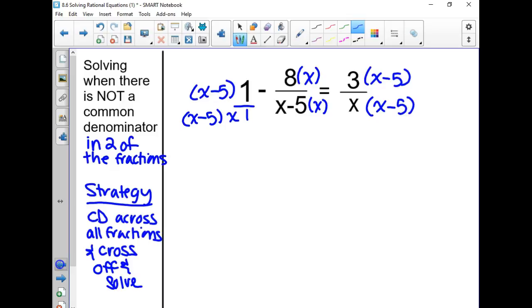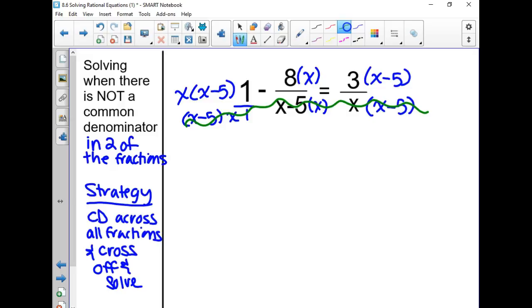Okay, if it's 1 over 1, why is there no x on the top? Because I forgot to put the x. Megan just said if it's 1 over 1, why is there no x on the top? And that's because I forgot to put it up there. Thank you, Megan. So I'm going to cross all of the denominators off.